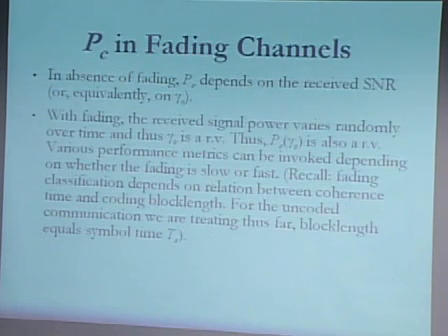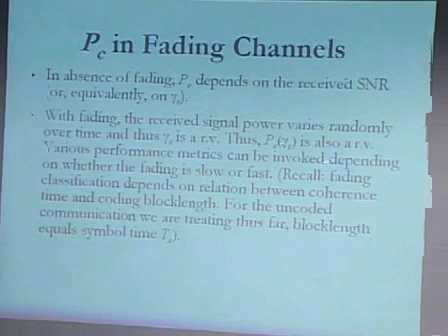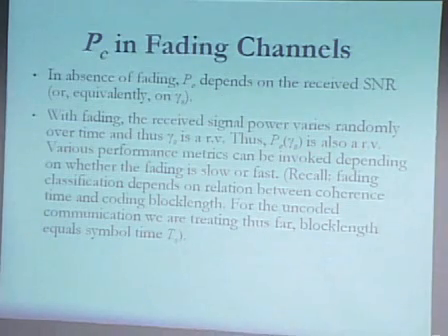Okay, so let's throw some fading on top of it and see what happens. In the absence of fading, we saw that P_E depends only on gamma, gamma_s, gamma_b, so it depends only on the SNR. Now, what happens when we have fading? Well, the received signal power varies randomly over time, and so gamma is now going to be a random variable. Since gamma is a random variable, P_s and P_b, which are functions of gamma, are also going to be random variables. So these error probabilities themselves are going to be random. This looks pretty tough, eh?